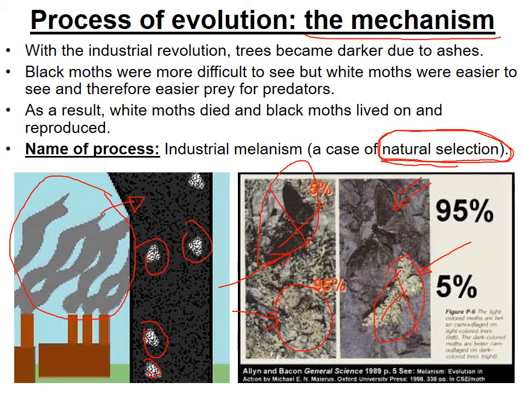Scientists called this specific example industrial melanism, which is just a special case of natural selection. So industrial meaning from the industry, the factories, melanism meaning pigmentation. So the industries led to darker pigmentation. It didn't transform the white ones into black ones, it's just that the white ones died off, the black ones survived, passed on their genes, and that's why the population just had a higher frequency of black individuals as opposed to the white peppered moths later on. And that was the mechanism that led to evolution.